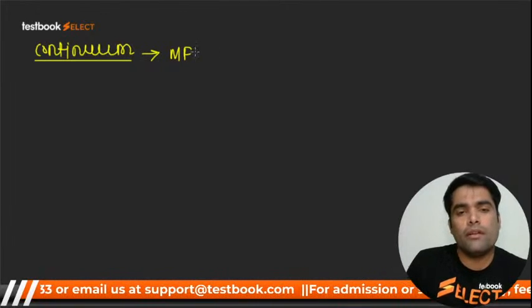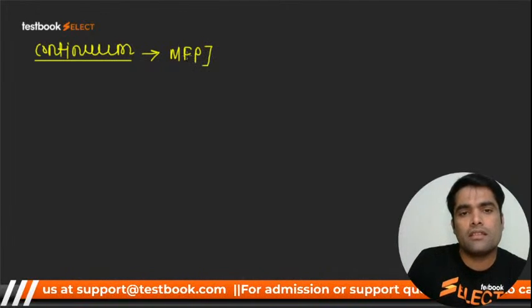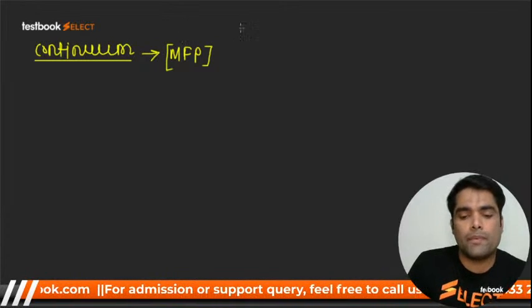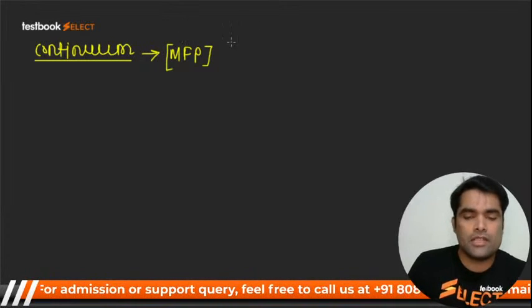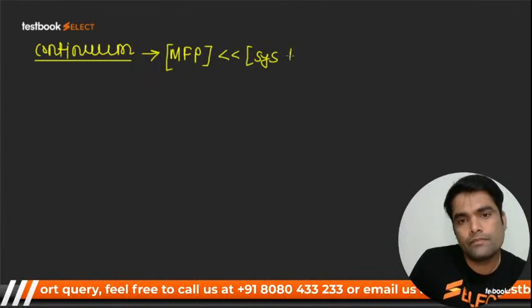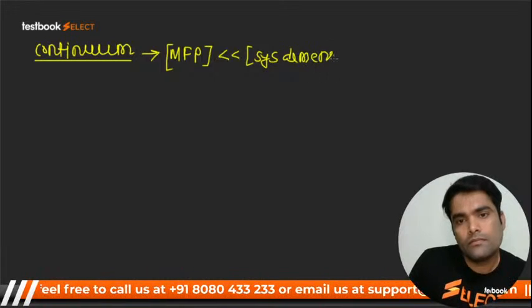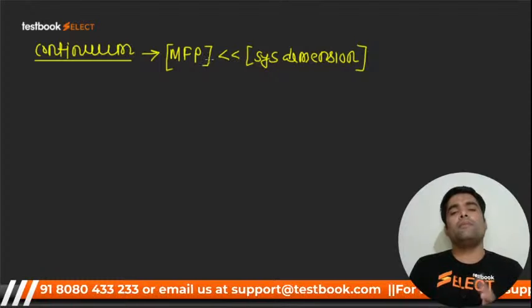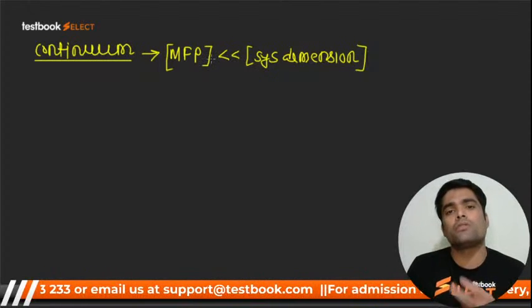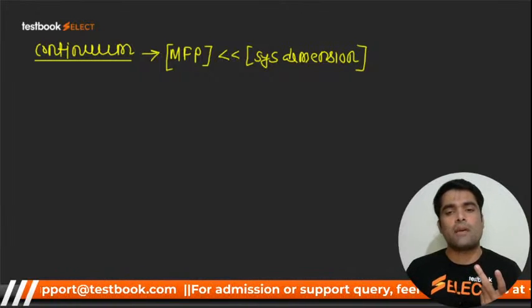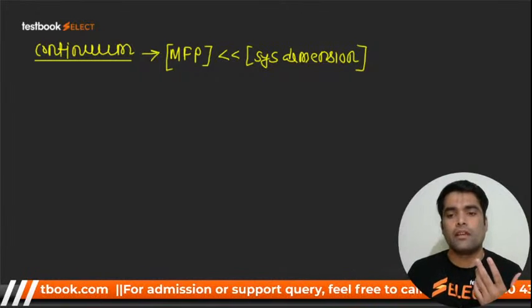And, my dear, you know, MFP, that is mean free path, is valid only when MFP is much lesser than the system dimension. And what is mean free path? Mean free path is nothing but the distance traveled by a molecule between two successive collisions.